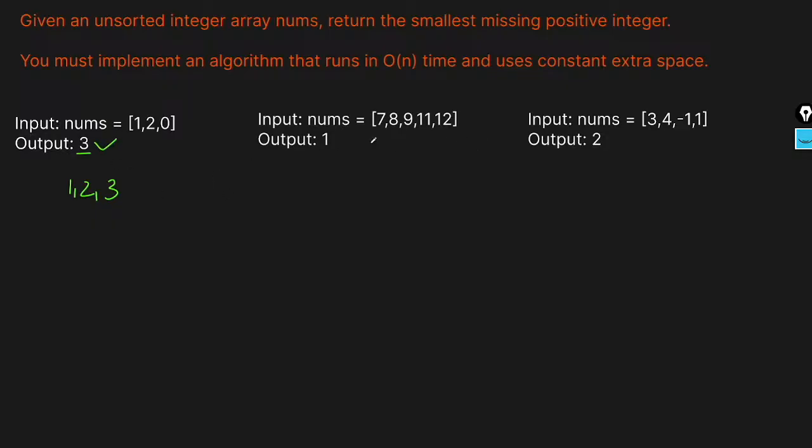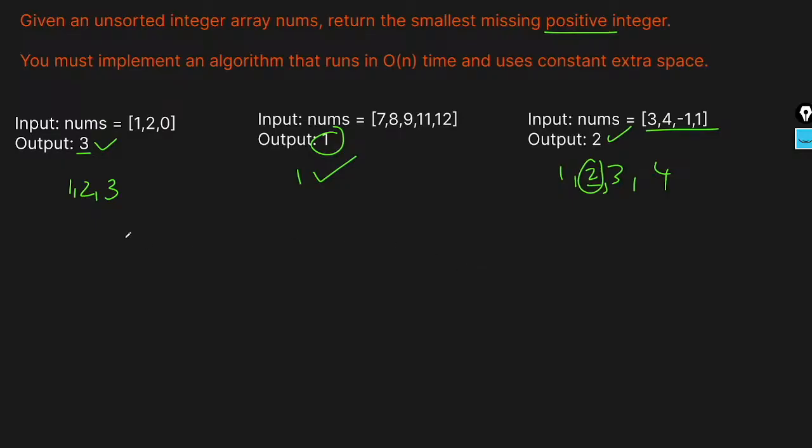Pretty straightforward. In this nums, we have 7, 8, 9, 11, 12. Obviously, the first missing positive is going to be 1. So that's our answer. Here, you can see that we have negative numbers, but that doesn't matter because we're only interested in the first positive integer. So we have a 1, a -1, a 3, and a 4. Obviously, we have 1, 3, 4, and the gap between those is going to be a 2. So that's why our answer is 2.